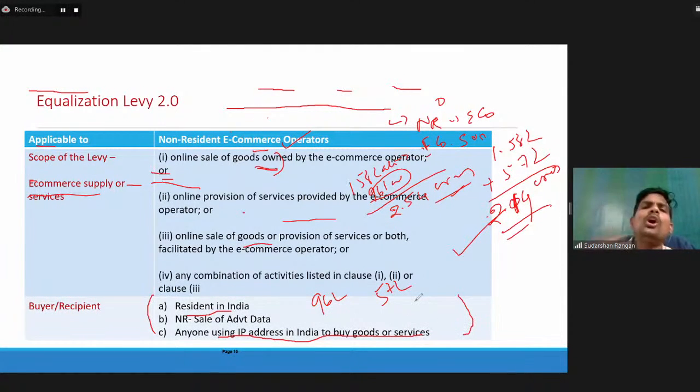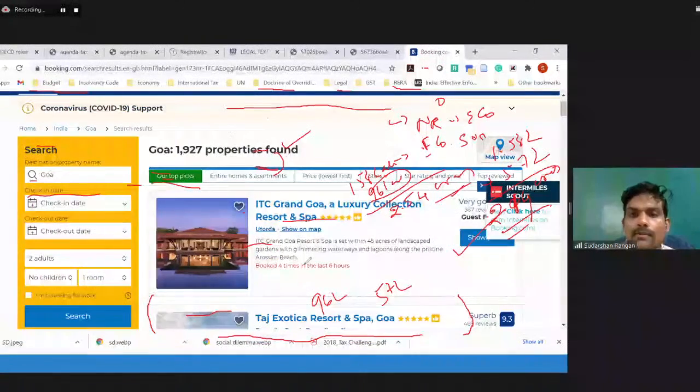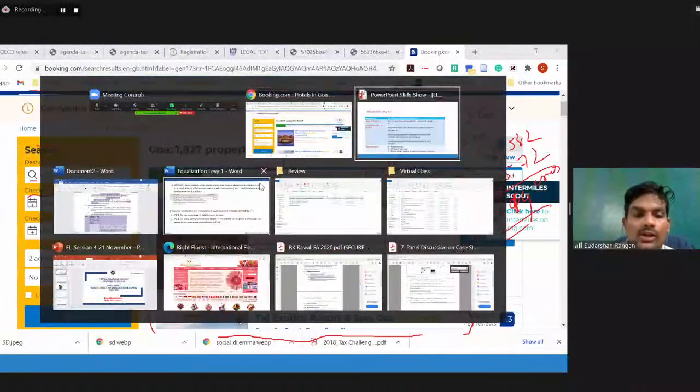This has raised a lot of controversies because equalization levy 1.0 was very clear. The buyer should be resident. Here they have gone one step further. If it is a non-resident buyer, but it pertains to sale of data in India of Indian personnel, and if it is through an IP address located in India, then they will also come under equalization levy 2.0. I'll give you one final example as to why this is very controversial, why it has raised a lot of eyebrows.